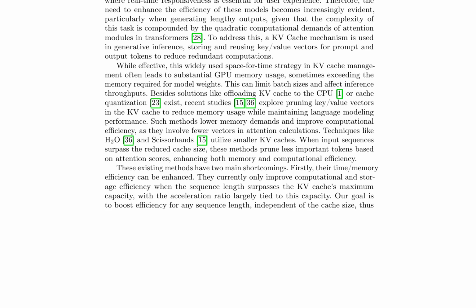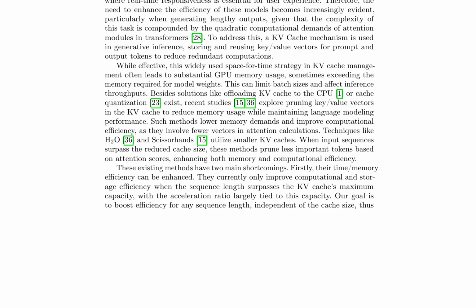However, these methods have two main shortcomings. They only improve computational and storage efficiency when the sequence length exceeds the KV cache's maximum capacity, and their time-memory efficiency can be enhanced. The proposed elastic cache model aims to boost efficiency for any sequence length, independent of the cache size. It employs a cache merging strategy based on the importance scores of instruction tokens, complemented by a fixed-point elimination strategy in the output generation phase. This design yields significant inference acceleration while maintaining generation quality.